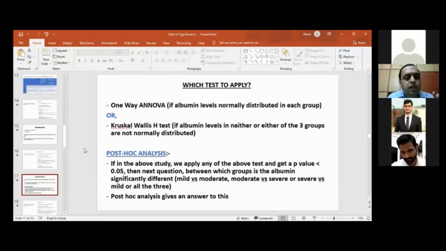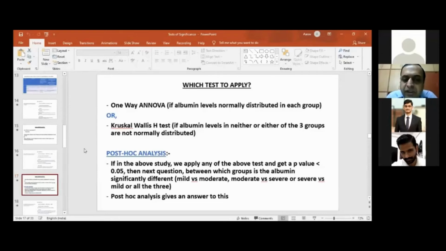Now, since there are more than two groups, in the previous example it was very simple: magnesium level between survivor and non-survivor. But now here it's a problem because there are three groups. So suppose one-way ANOVA is applied. This researcher decides to do one-way ANOVA. He gets a p-value which is less than 0.05. That means that the albumin level is significantly different between the three groups: mild, moderate, and severe.